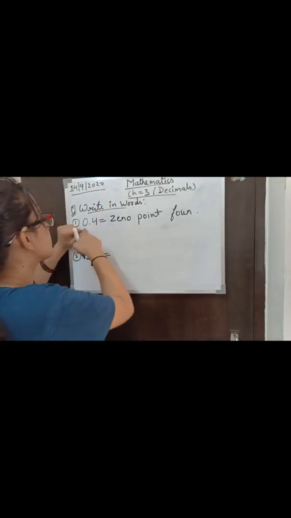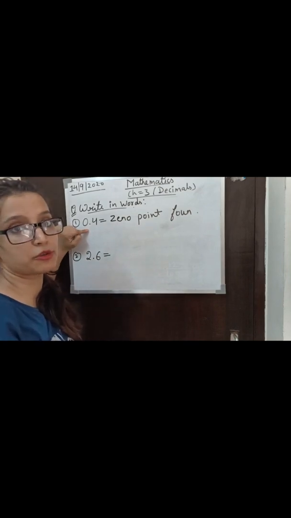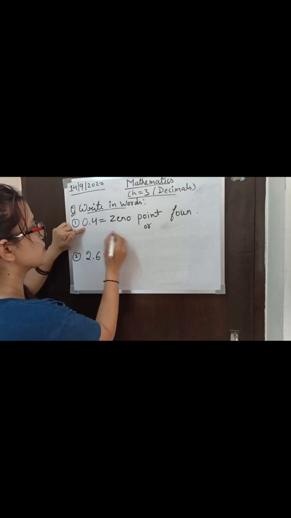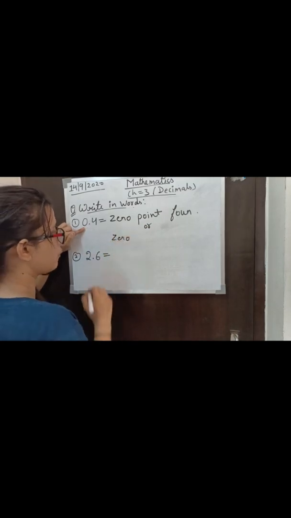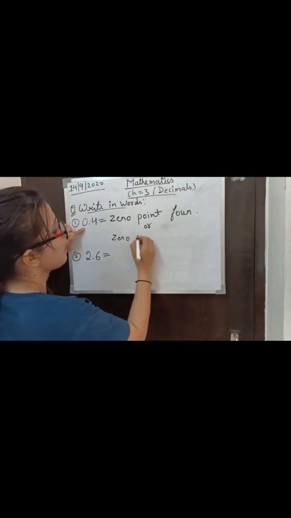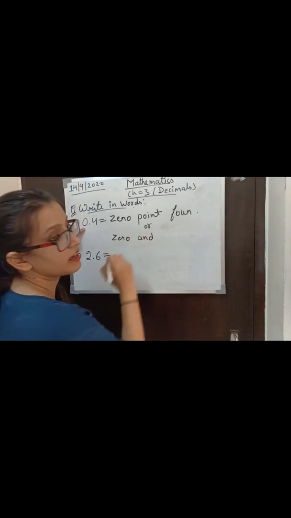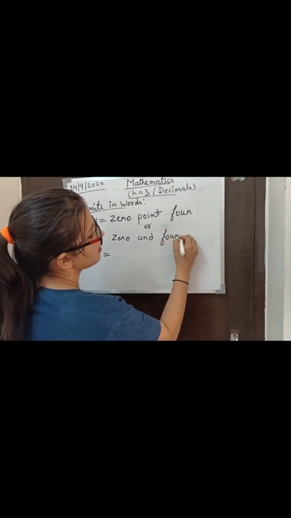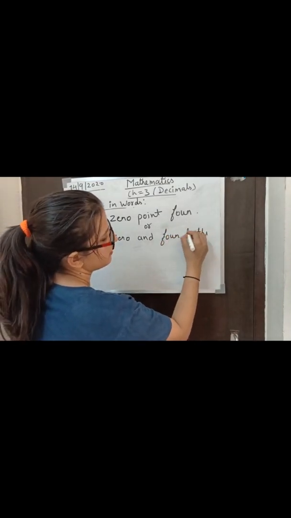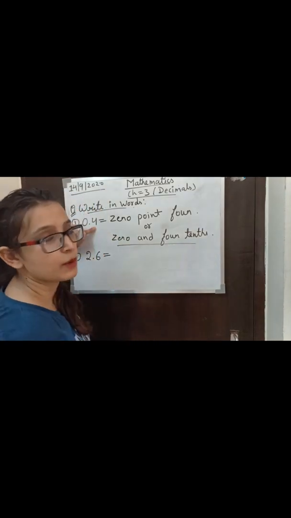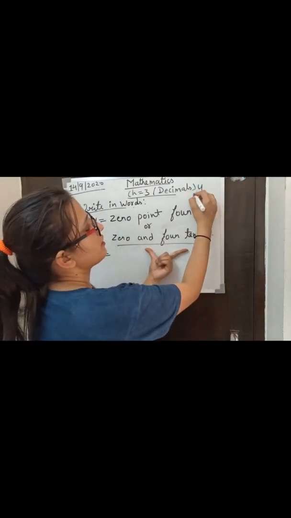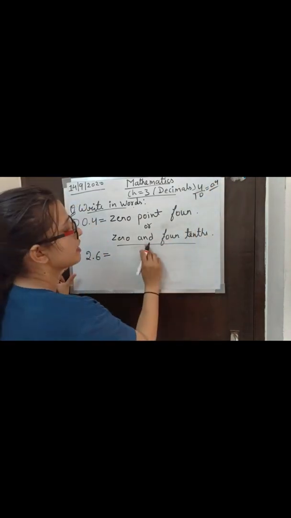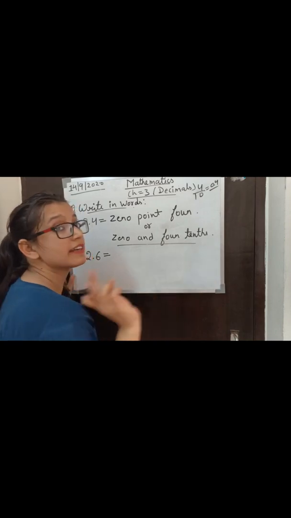But we can write this decimal number in another form also. What's that? Have a look. We can write it like this also. First we will write the whole part, 0. After that we will write and. Then 4 tenths. What is the meaning of this? 4 tenths. So we can write it like this also in decimal form. So that's why we are using here 0 and 4 tenths.